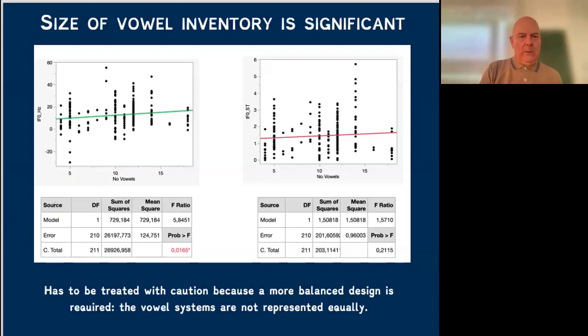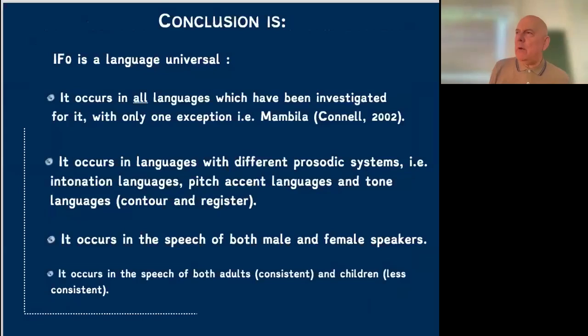All right. So what can we conclude safely? We can probably conclude that IF0 is a language universal. It does occur in all the languages that have been investigated for IF0 in the Whalen data, but also in other studies that have appeared since. So it's very consistent.